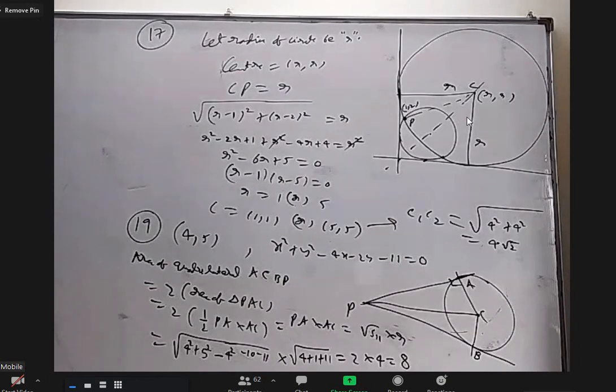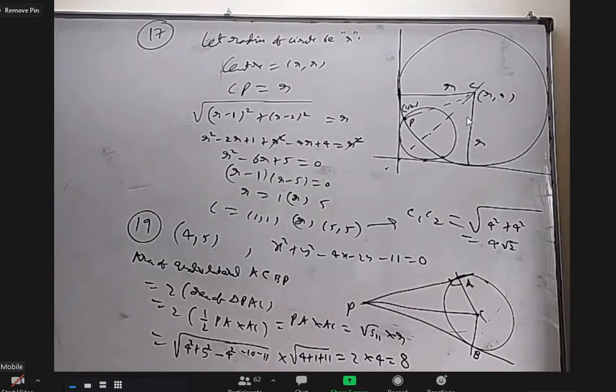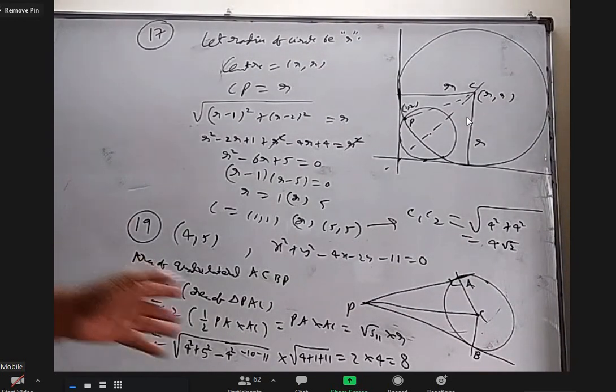Okay, 17th one, everybody clear? Anybody still doubt? Clear, sir. Okay. 19 is directly R into root S11.